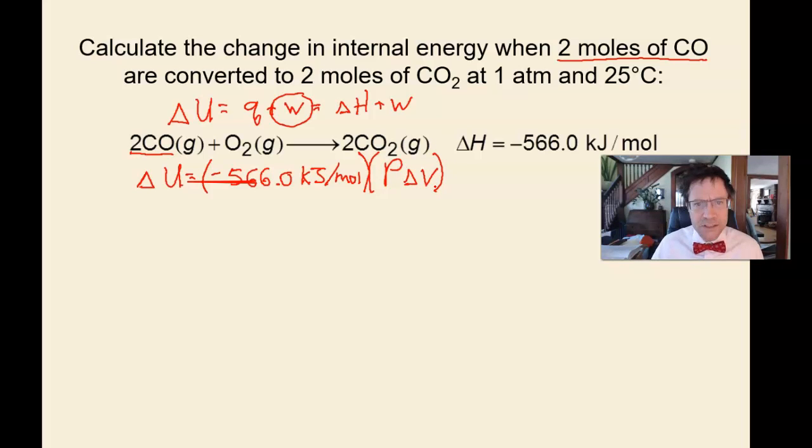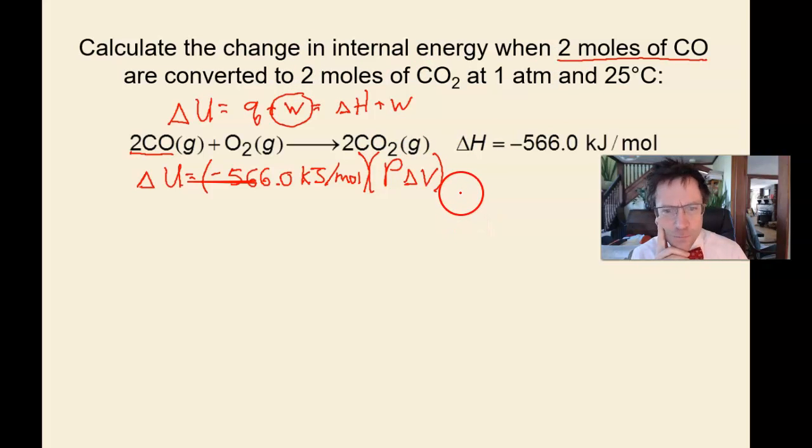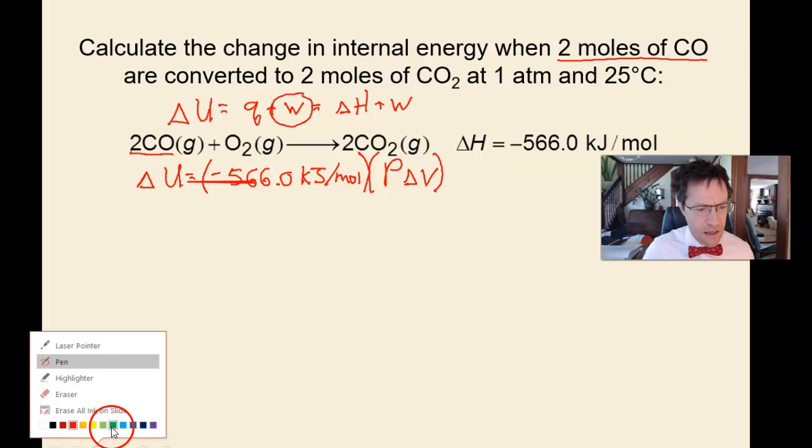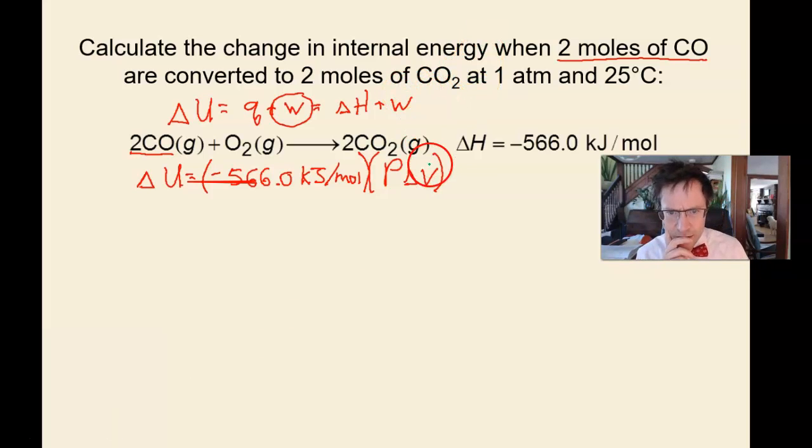Well, this is kind of a problem here, isn't it? Because here's my pressure. I don't have any pressure. I don't have any change in volume. So here, I'm kind of stuck in a bit of a pickle because I have to figure out some way to deal with this. This is my problem.